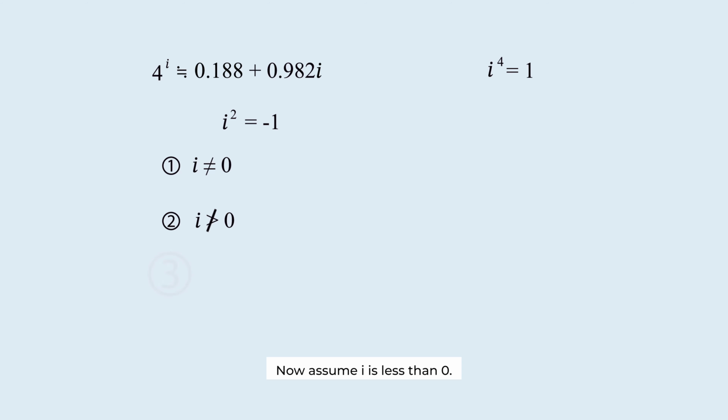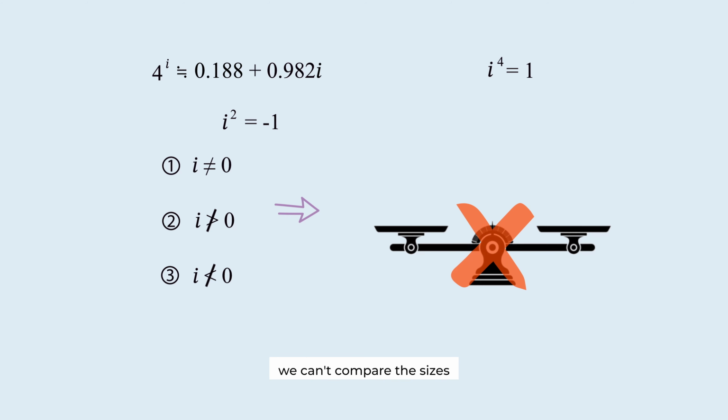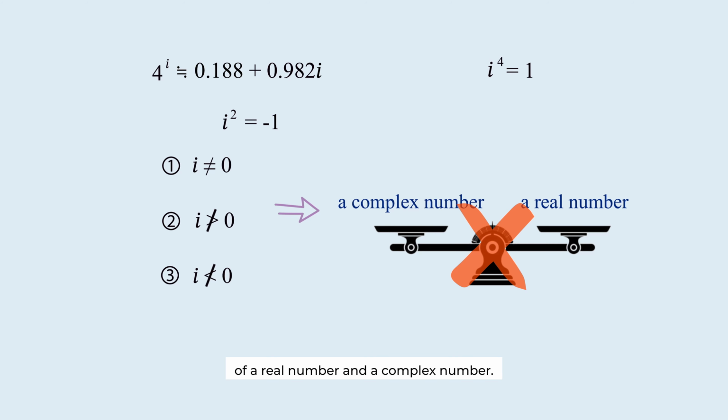so i is greater than 0 is incorrect. Now assume i is less than 0. Multiply both sides by i, and the inequality flips. The left-hand side becomes i squared, which is minus 1, while the right-hand side is 0. Minus 1 is greater than 0. This is also a contradiction. In conclusion, i is neither greater than 0, less than 0, nor equal to 0. As a result, we can't compare the sizes of a real number and a complex number.